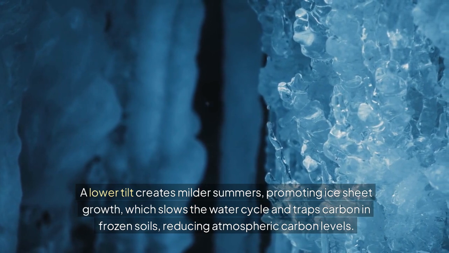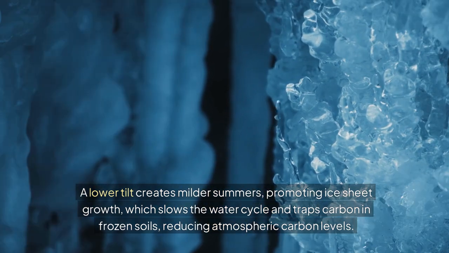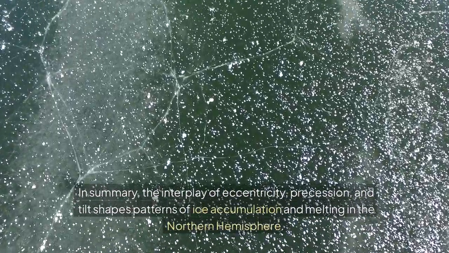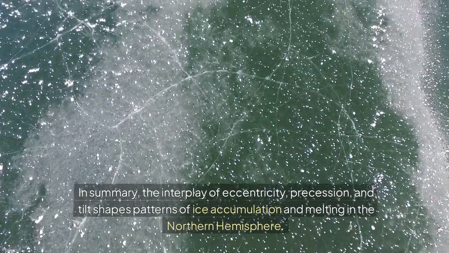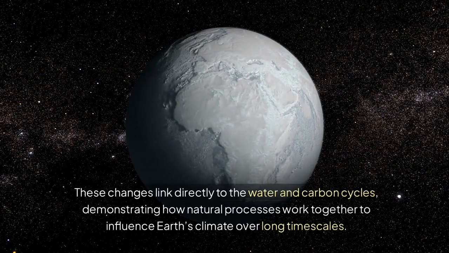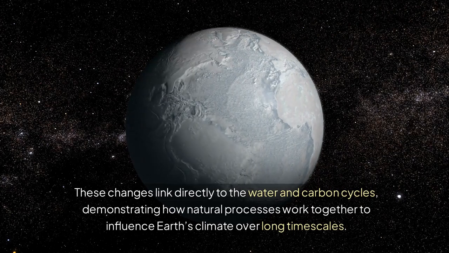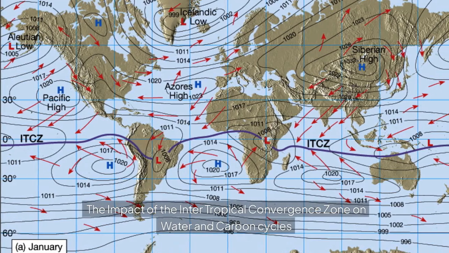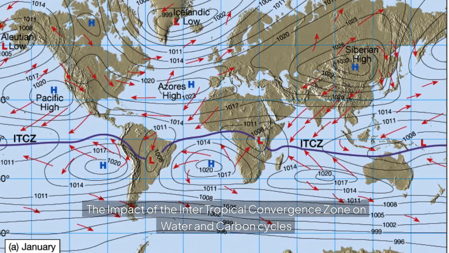Due to the accumulation in ice, we'd also expect to see increased effects from the albedo effect, as a result leading to cooler temperatures across the Earth. In summary, the interplay of eccentricity, precession, and tilt shapes patterns of ice accumulation and melting in the Northern Hemisphere. These changes link directly to water and carbon cycles, demonstrating how Earth's natural processes work together to influence Earth's climate over long timescales.